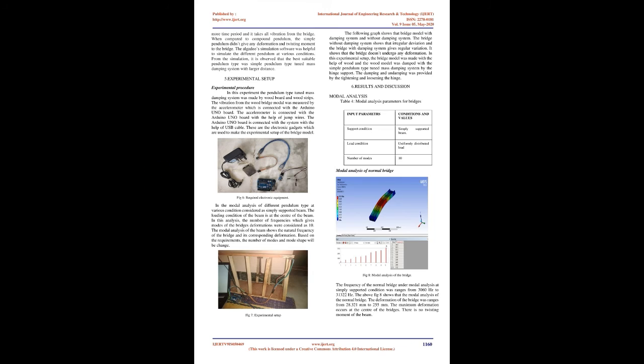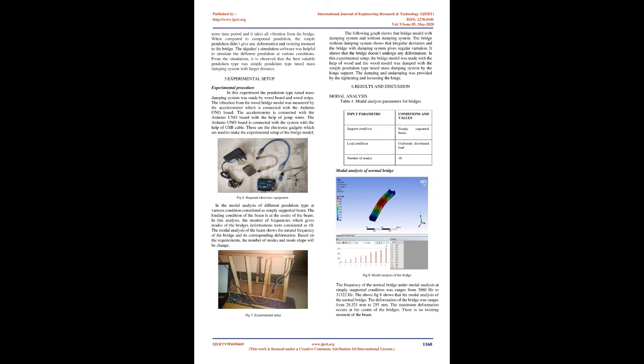The frequency of the bridge with compound pendulum type tuned mass damping system under modal analysis at simply supported condition ranges from 2040 Hz to 18,827 Hz. The above Fig 9 shows the modal analysis of the bridge with compound pendulum type tuned mass damping system. The deformation of the bridge ranges from -10.788 mm to 10.821 mm. The maximum deformation occurs at the edge of the bridge. It also gives the twisting moment of the beam. It causes the deformation of the bridge.